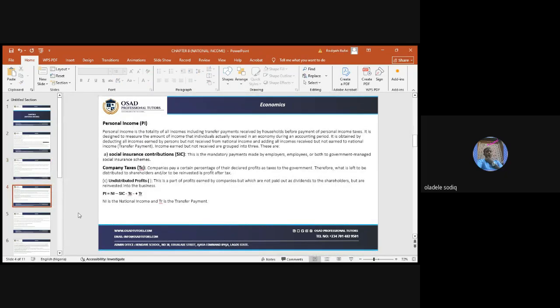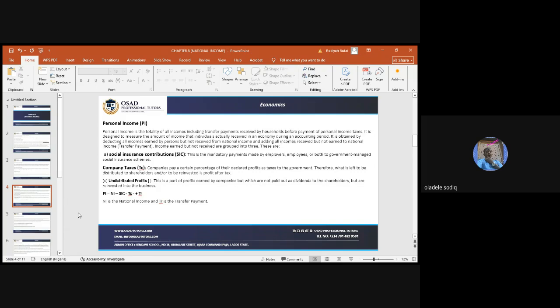Then we also have another concept again. We have personal income. So what is personal income? From the word personal, personal income is the totality of all incomes, including transfer payment received by household. Household means individual, you and I, before payment of personal income tax. It is designed to measure the amount of income that individuals actually received in an economy during an accounting period.